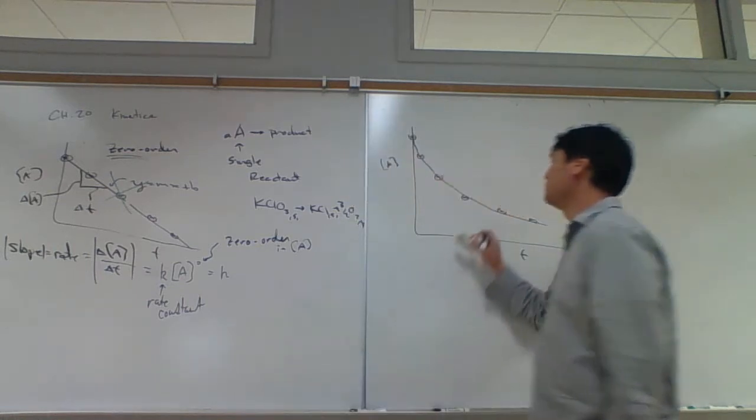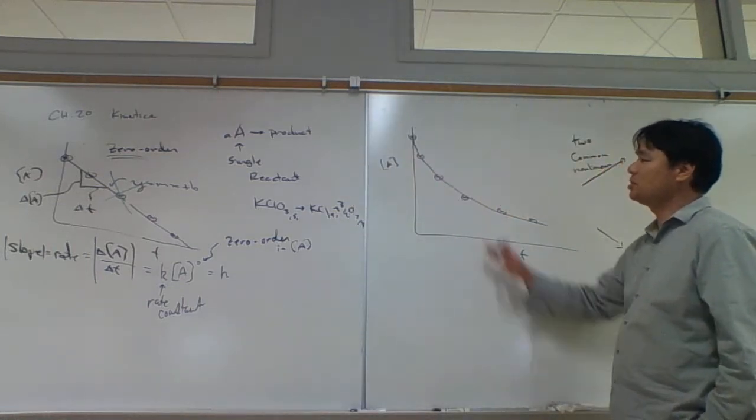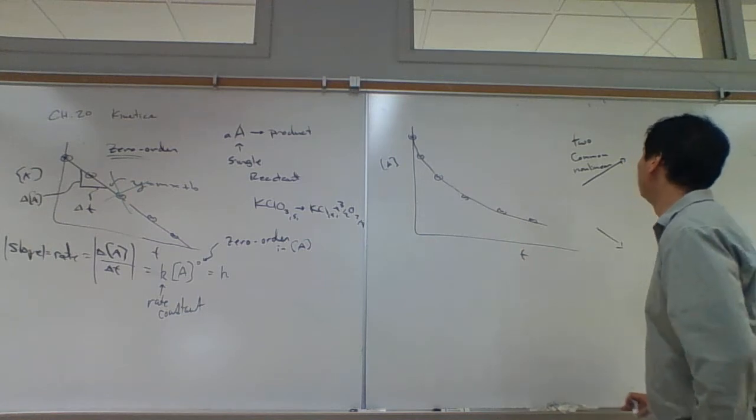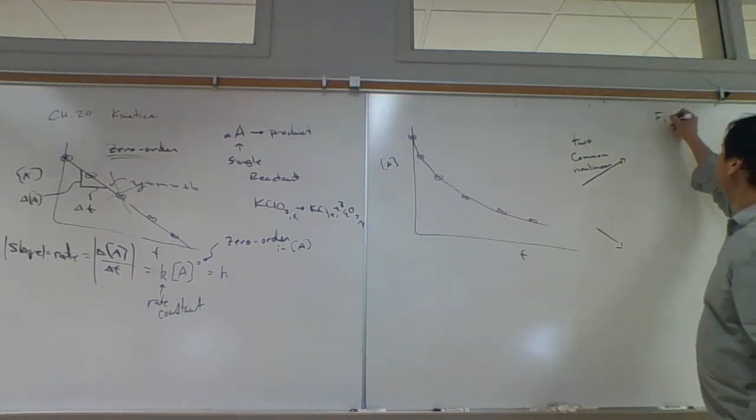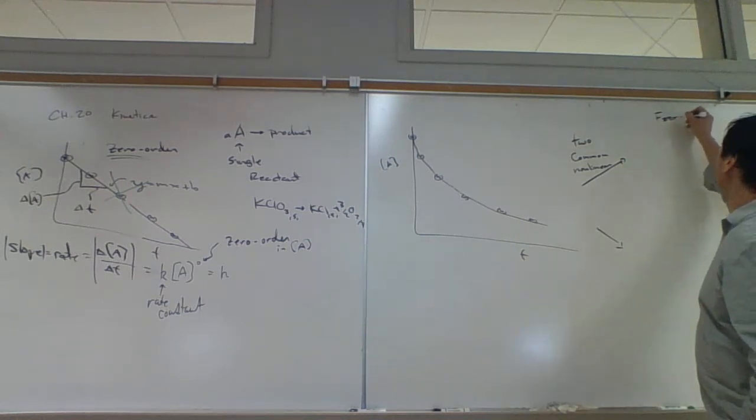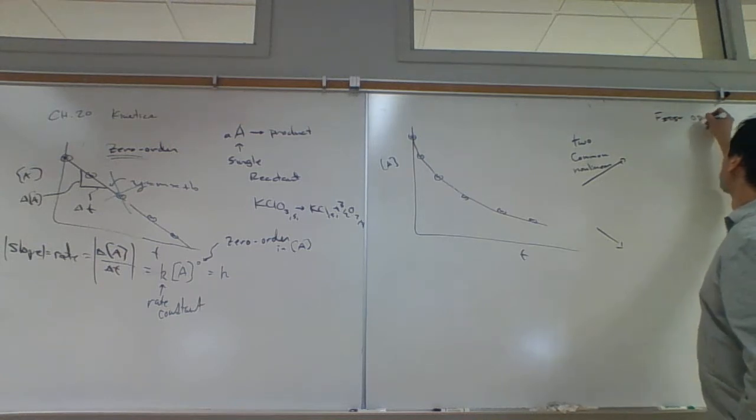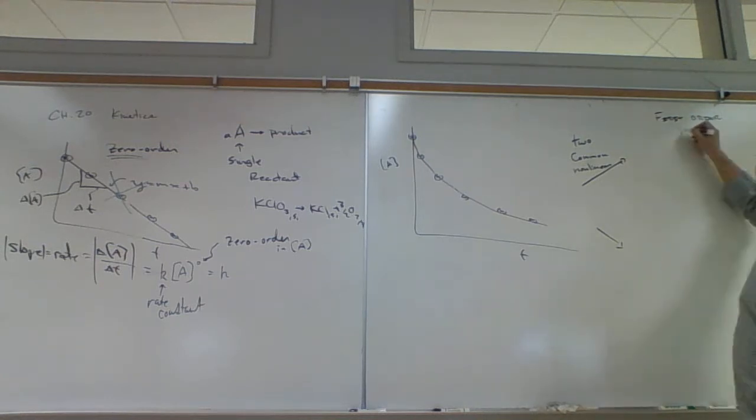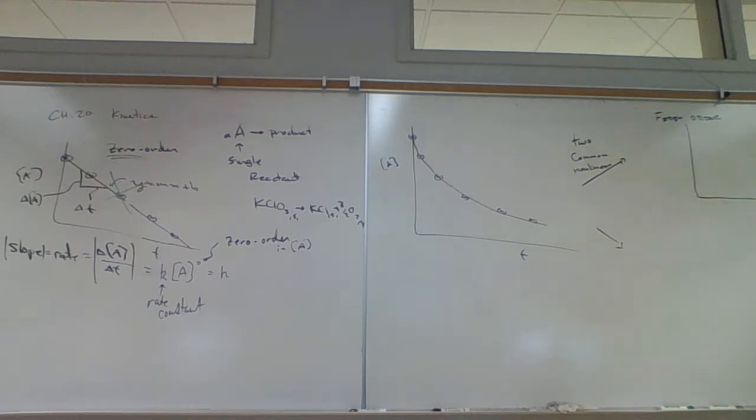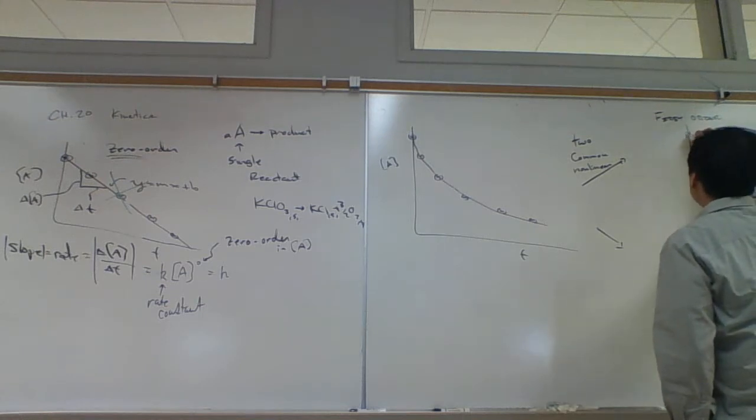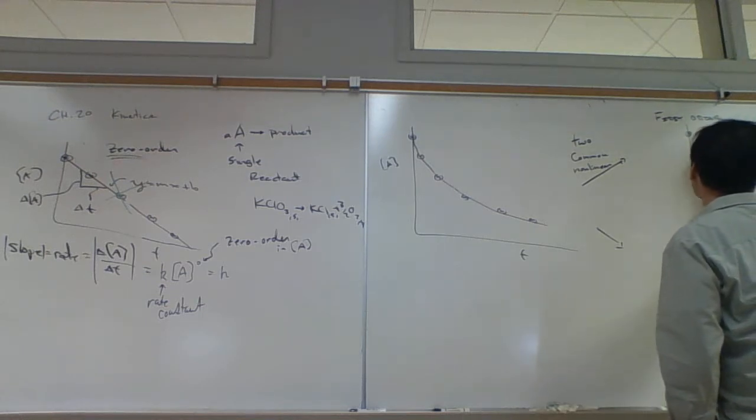However, this is not zero order in the concentration of A because as A changes, the rate does change as well. And so there are two common ones that we've got to look at. One is first order in A. First order is easy to recognize. There are like 3 ways we can recognize first order. One of the easiest is by something called the half-life.